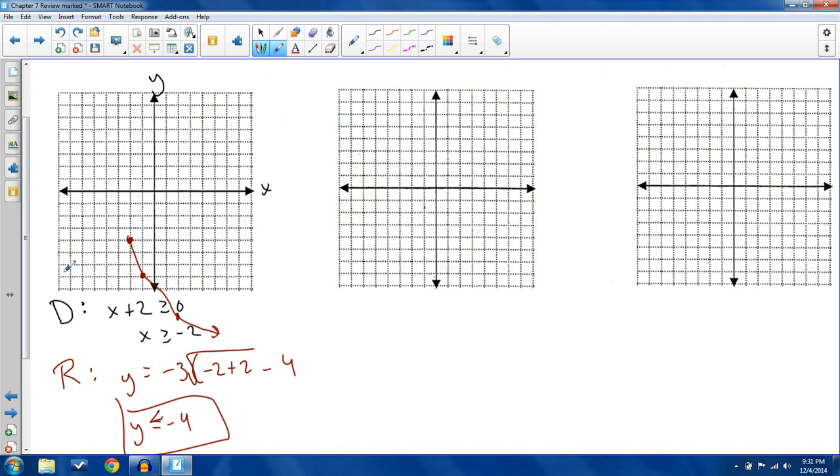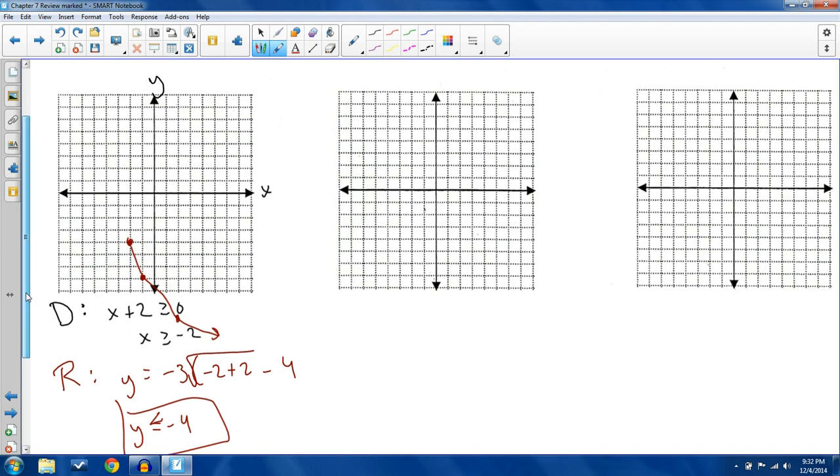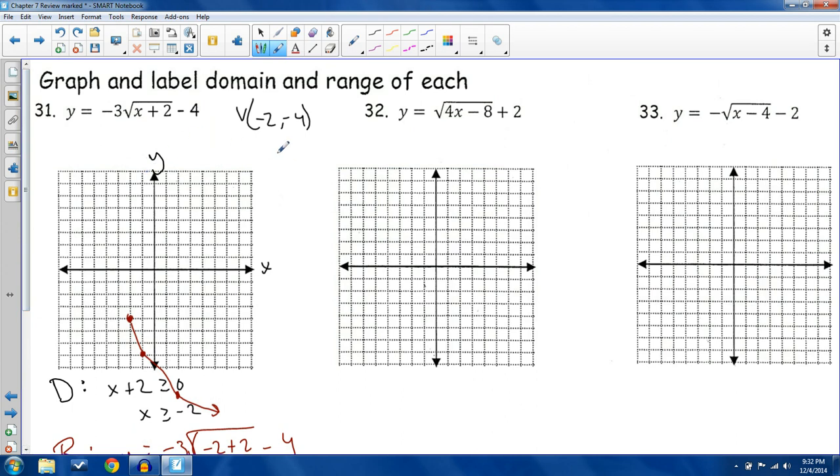Now, does that fit with your domain and range that you did? Yes, it does. Here's negative 2 and greater than for x, range. Here's negative 4 and less than for y. So the fact is, you can graph it first and then figure out your domain and range, which is what I'm going to do for range for this one. I still want to figure out the domain for this one, though, because I need to put it in proper vertex form.